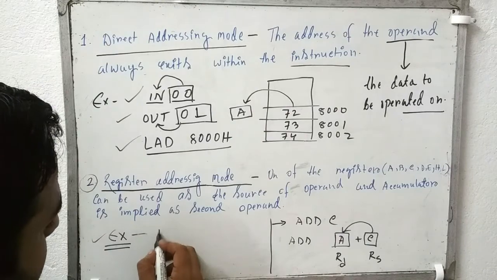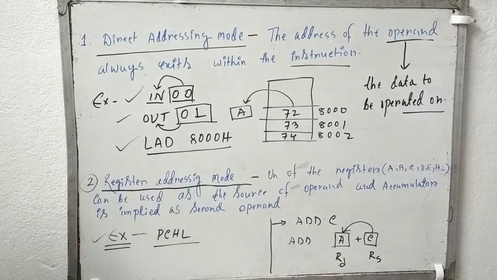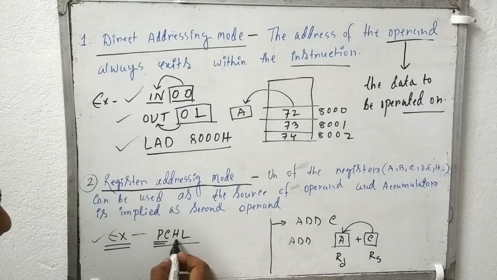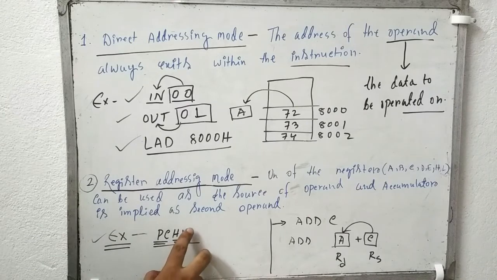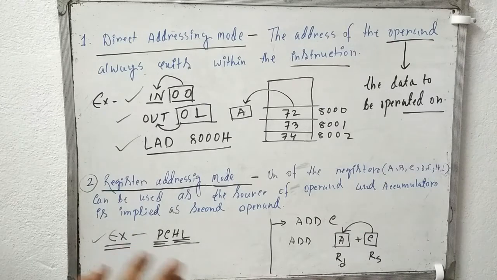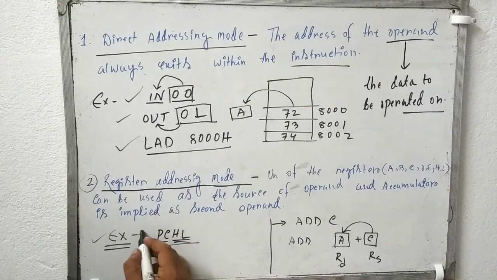I have told you that PCHL. PC is the program counter, and HL is the register pair. So the content of the program counter will be exchanged with the content of the HL register pair. So this is also a register addressing mode.